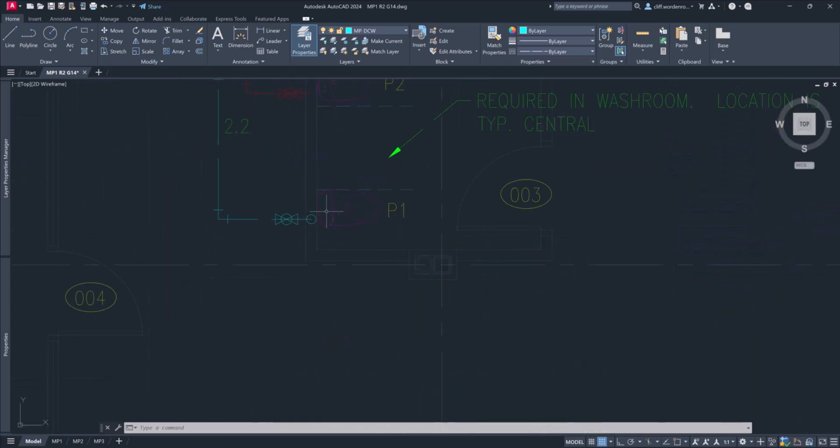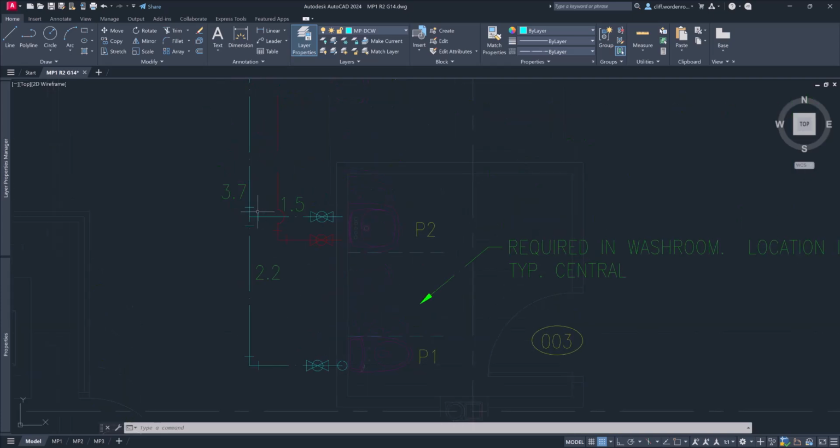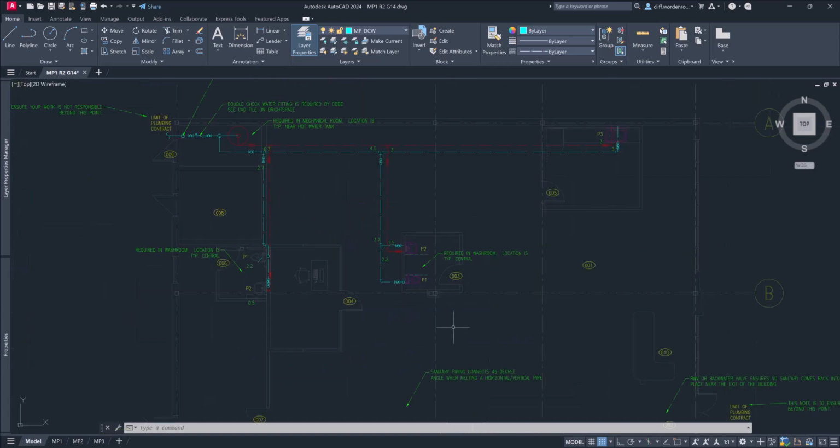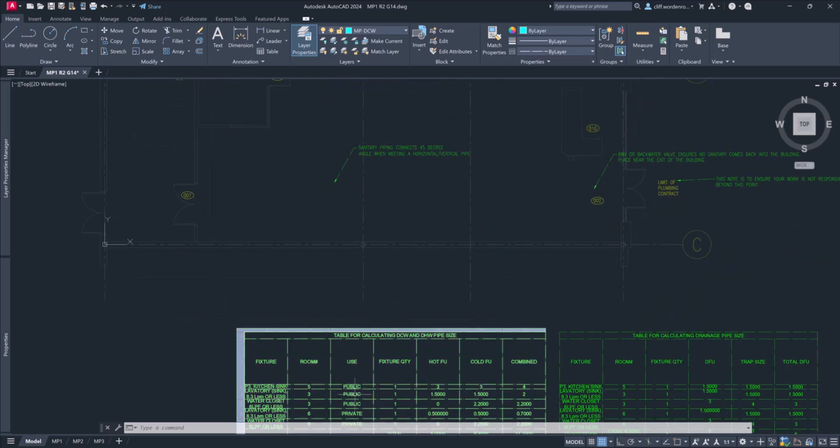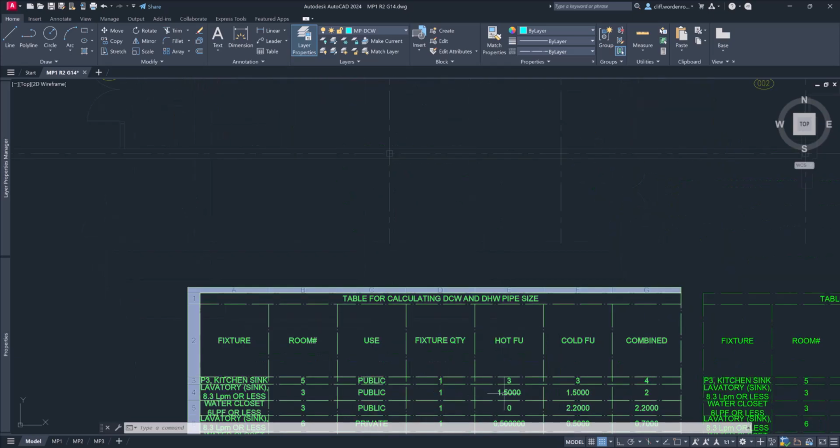Right? It has a 1/2 inch line as well. Now we have a T junction here. All right. This one is a public lab sink. So this is room 3. So it has a 1.5 cold.